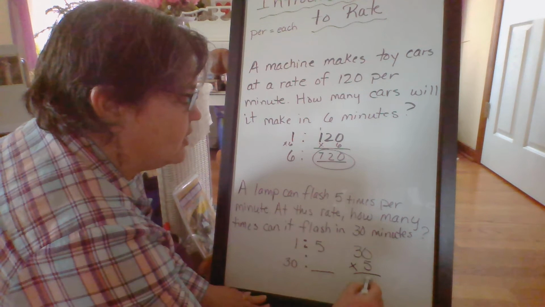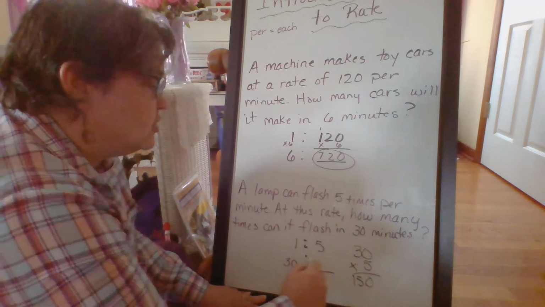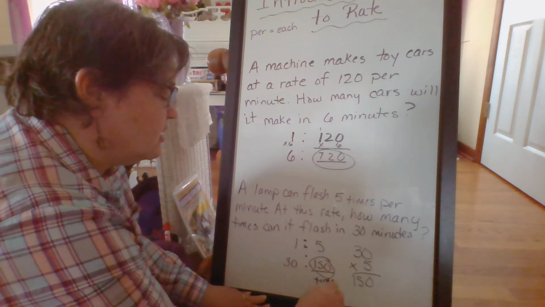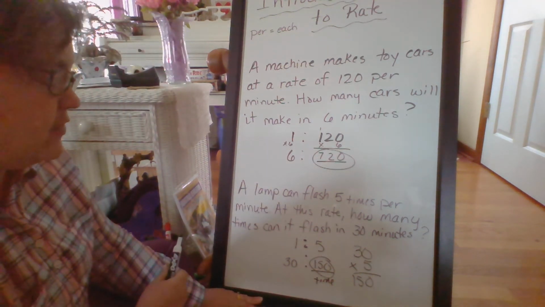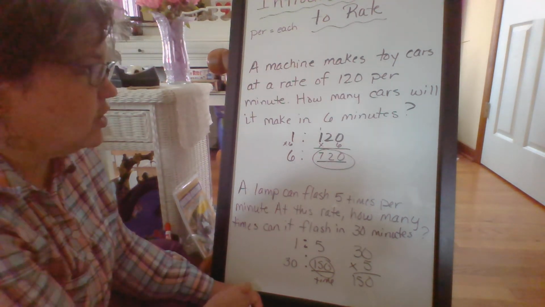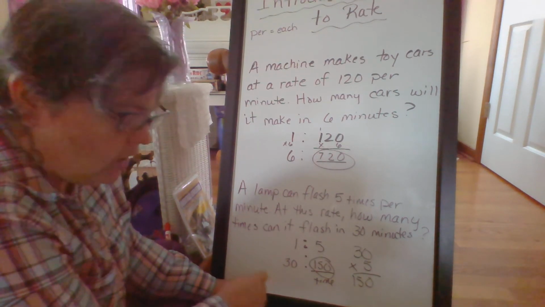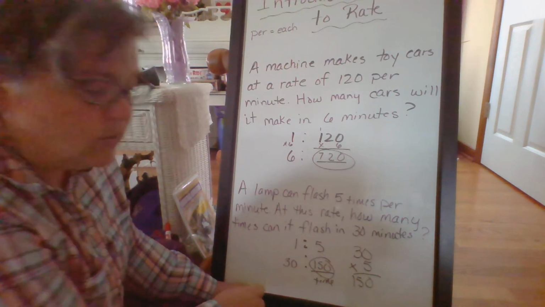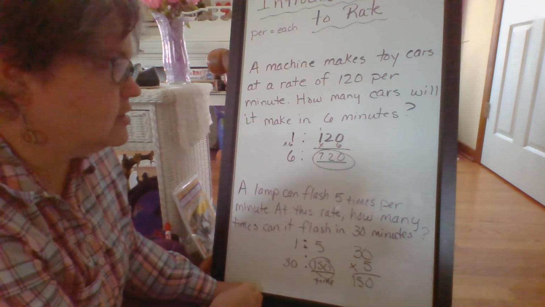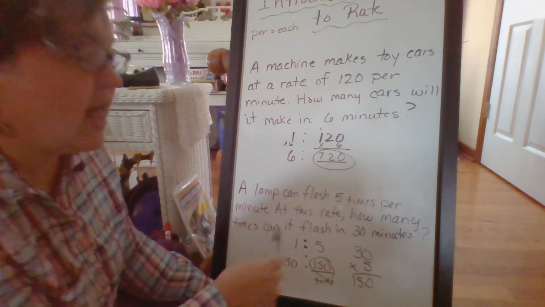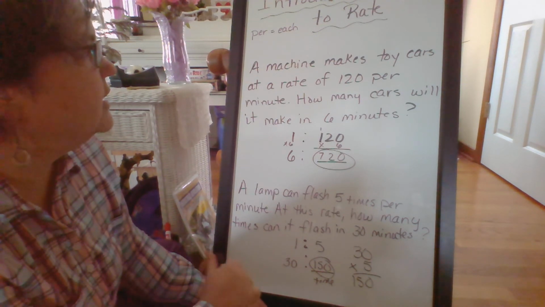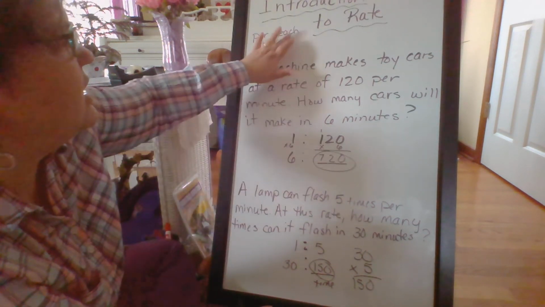5 times 0 is 0. 5 times 3 is 15. So it's going to flash 150 times in 30 minutes. So once again, rate, you are looking for how many times per minute, or how many times per day, so it's basically a measurement that you're trying to find. Per, remember, means each.